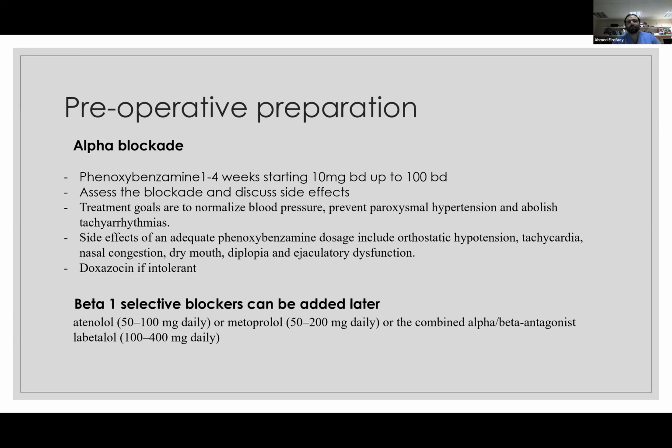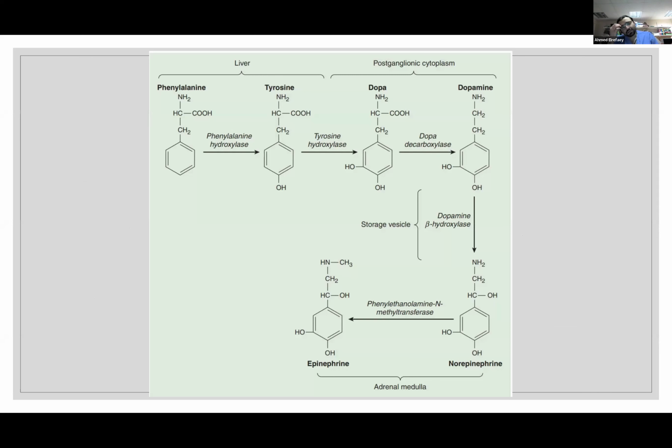After achieving a proper alpha blockade, we can think of beta blockade, and usually selective beta-1 like atenolol, metoprolol, or combined alpha-beta like labetalol. And if those measures do not give the complete control that we wish for, there is a third agent that we can add, which is called alpha-methyl-paratyrosine, which blocks the tyrosine hydroxylase enzyme, which is an important part in the pathway of the synthesis of epinephrine and norepinephrine. So we can say it's not a blocker, but it's a slowing mechanism. It just slows the rate control.